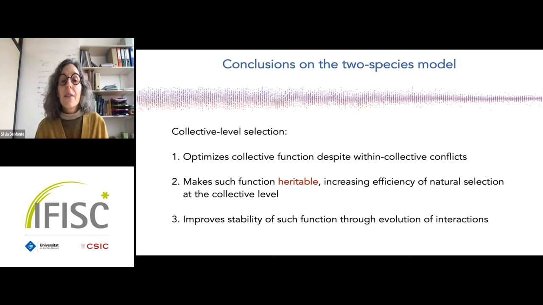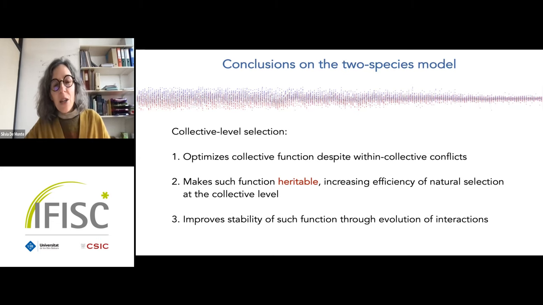Moreover, this process makes such function heritable. That means that when you take away here selection, the collectives will still remain purple. That is what we were hoping for, to describe this as full-fledged Darwinian units. And then also the stability of such function is increased through these generations.